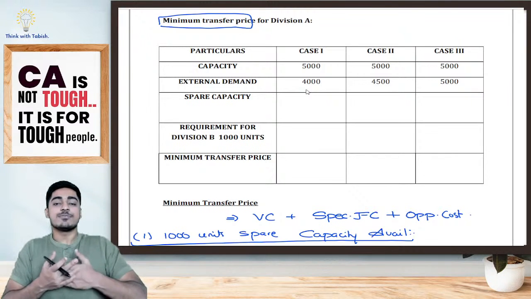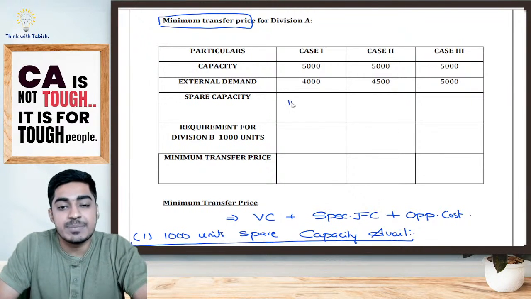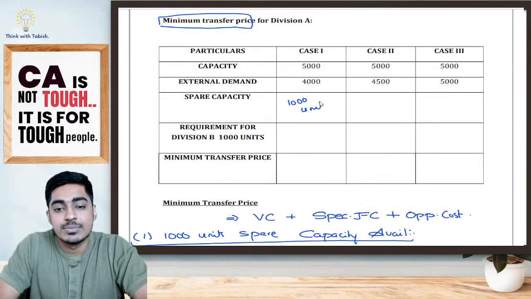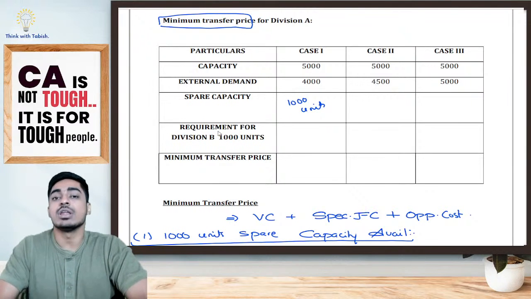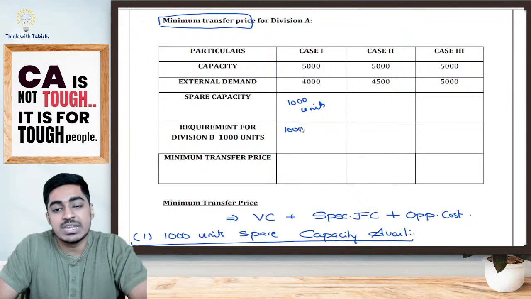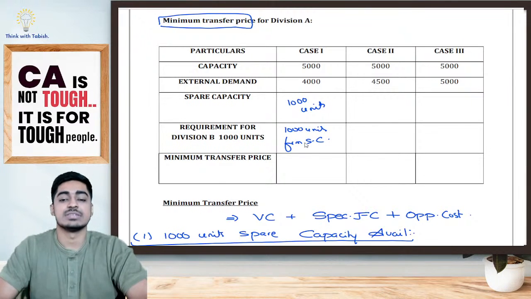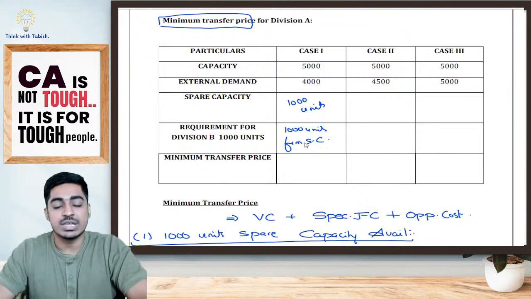In the first case, I have a capacity of 5,000. Right now I am fulfilling 4,000. So I have 1,000 units of spare capacity. So if division B wants 1,000 units, I can give 1,000 units from my spare capacity. Yes or no?